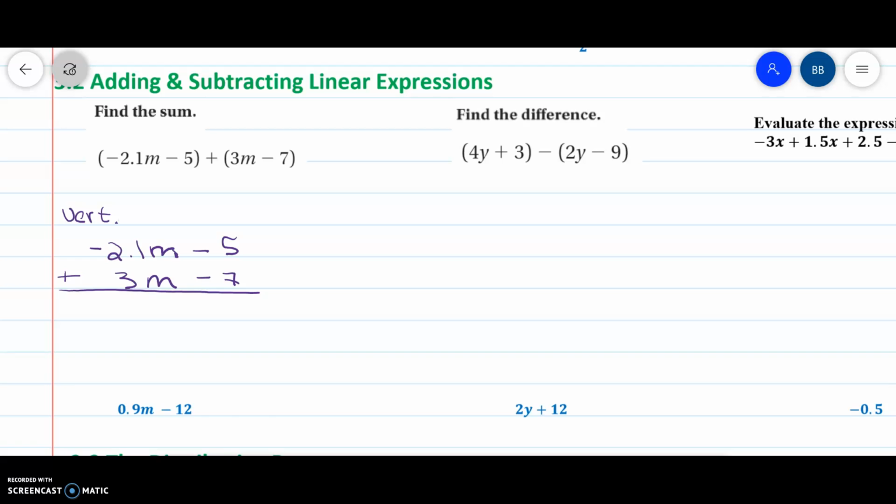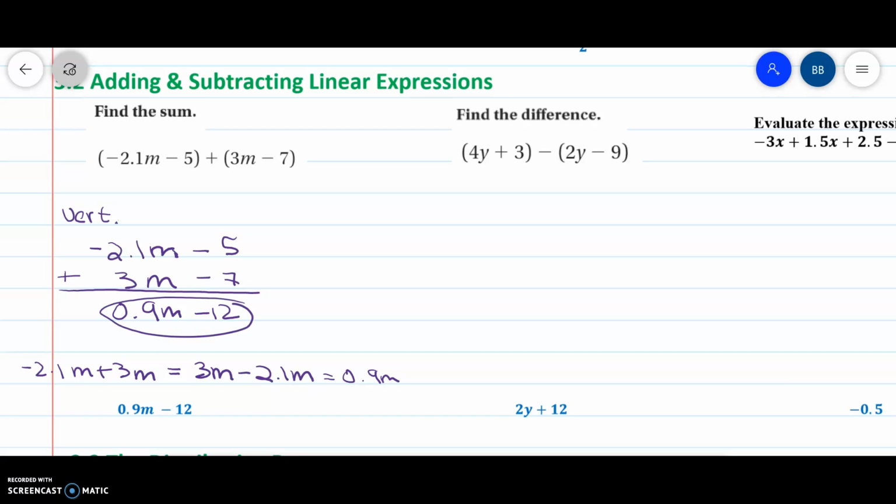So negative 2.1 plus 3 would get us to positive 0.9m. You could also think about that as, because negative 2.1m plus 3m is the same thing, it doesn't matter how I write it, as 3m minus 2.1m. That might be an easier way to see that 3 minus 2.1 is 9/10 m. And then negative 5 minus 7 is negative 12. So our final expression would be 9/10 m minus 12.